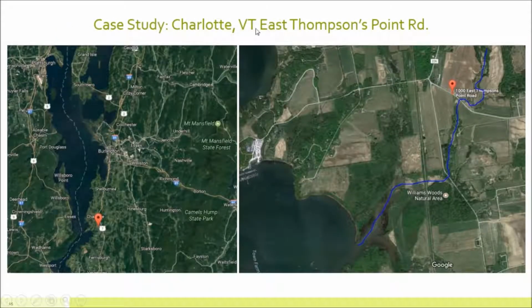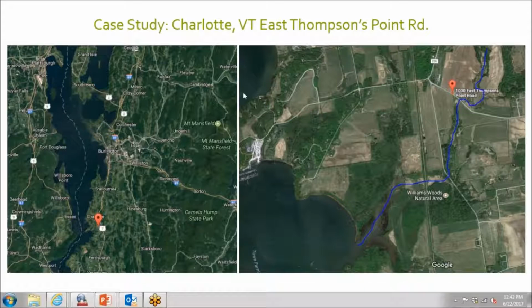So we'll get a little into the case study now. We'll look at East Thompson's Point Road in Charlotte. So for those of you who aren't sure, Plattsburgh is just to the north, Burlington is just to the north, and it's about 45 minutes south of both of those areas.